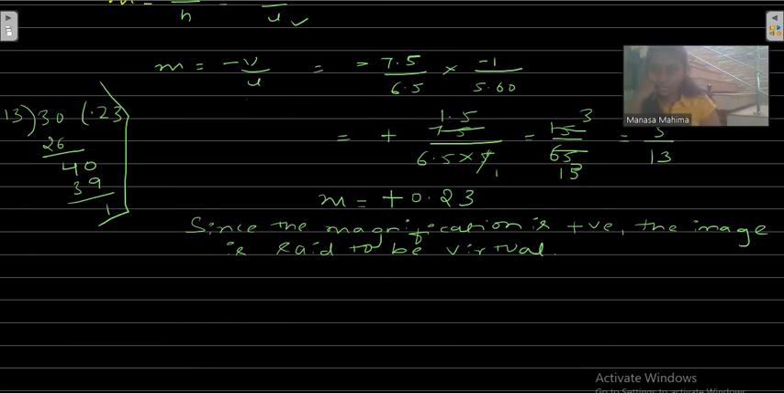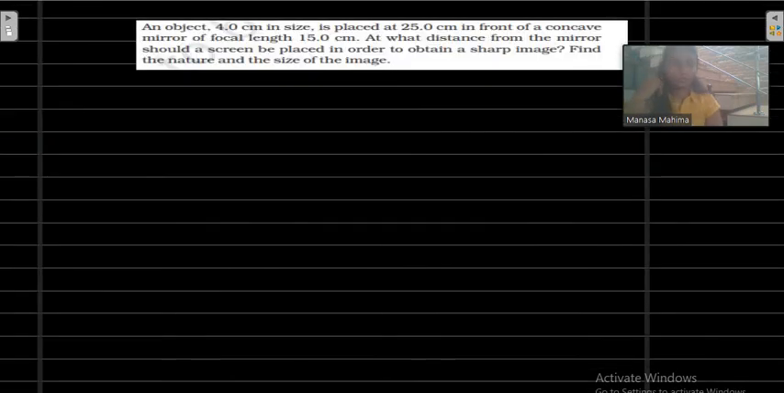Okay. Next, what's the next problem? If you see, this is the next problem. If you read it out: an object 4 centimeter in size, that means they have given the object h as 4 centimeter, but we don't know whether it is positive or negative, is placed at 25 centimeter in front of a concave mirror. They are talking about a concave mirror.